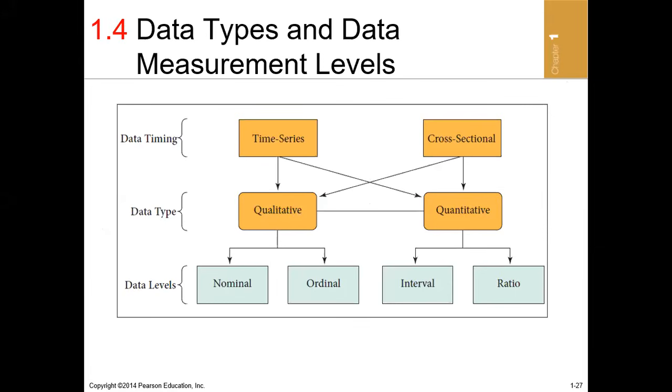Now, we'll end this session with data types and data measurement levels. When we want to look at types of data in terms of their timing, the data can either be a time series data or a cross-sectional data. And when we're looking at data in terms of their type, it can be qualitative data and quantitative data. Then we can further break the types into levels such as nominal, ordinal, and then interval and ratio.